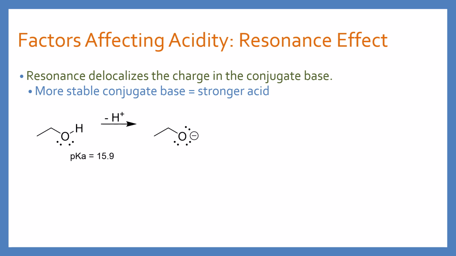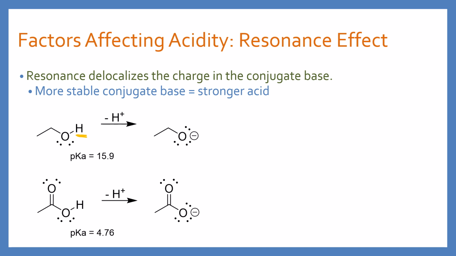So let's look at ethanol as an example. If we were to lose this proton, we would be left with ethoxide as our conjugate base. The pKa of this proton is 15.9.